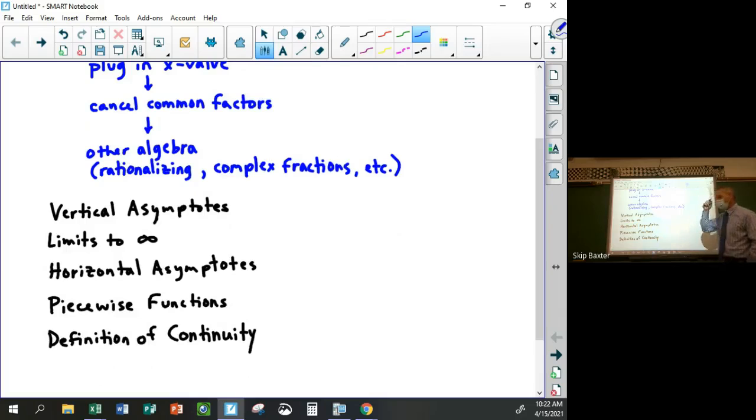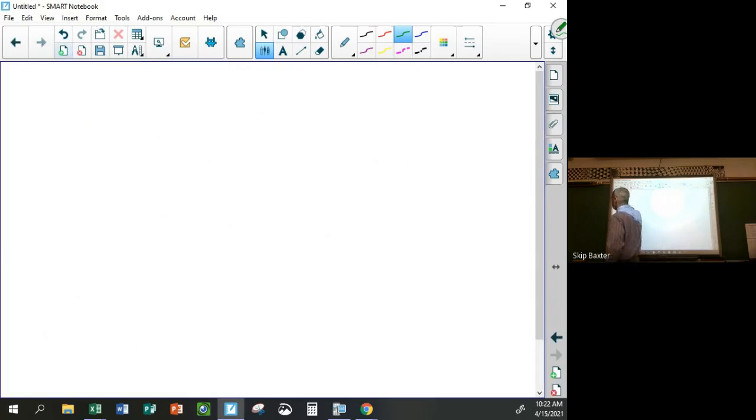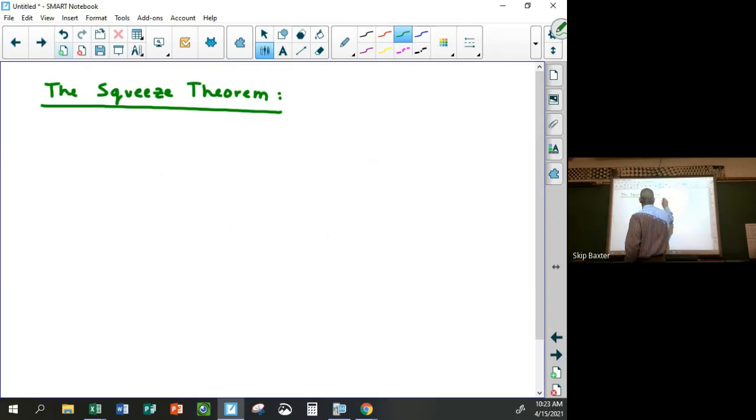All right, I just want to talk about one more topic today that has to do with finding limits analytically. And it's something called the squeeze theorem. Squeeze theorem. And sometimes this is actually called the sandwich theorem.